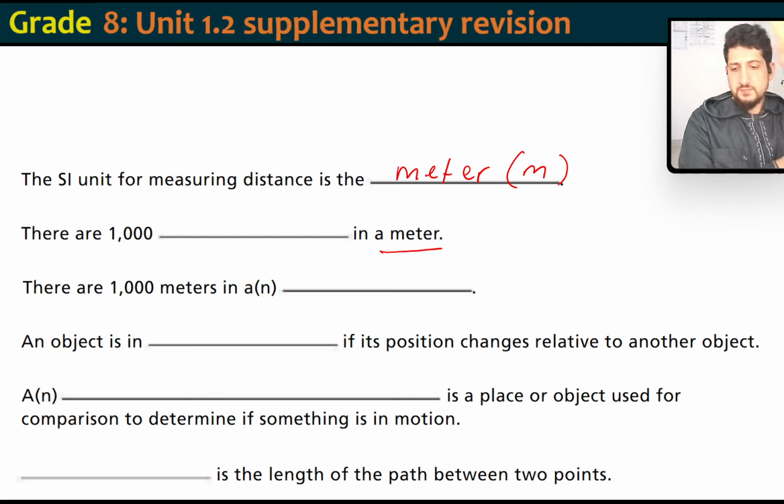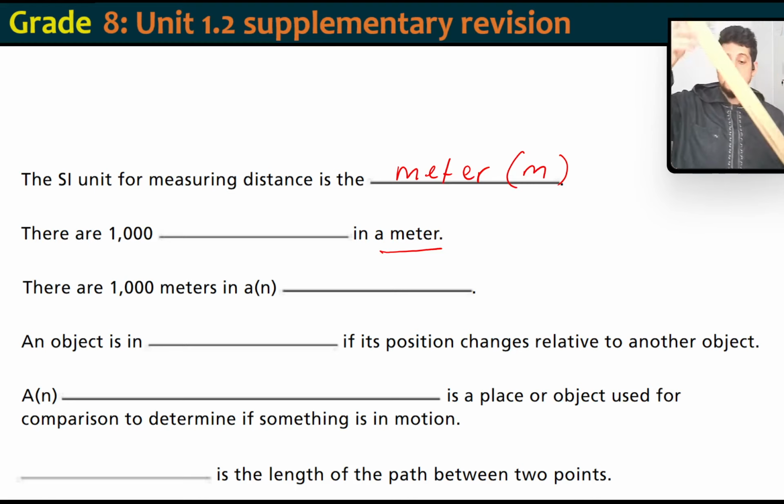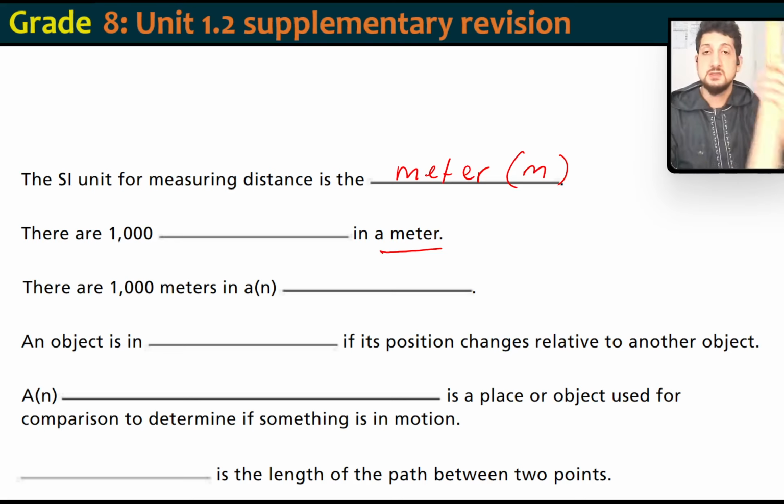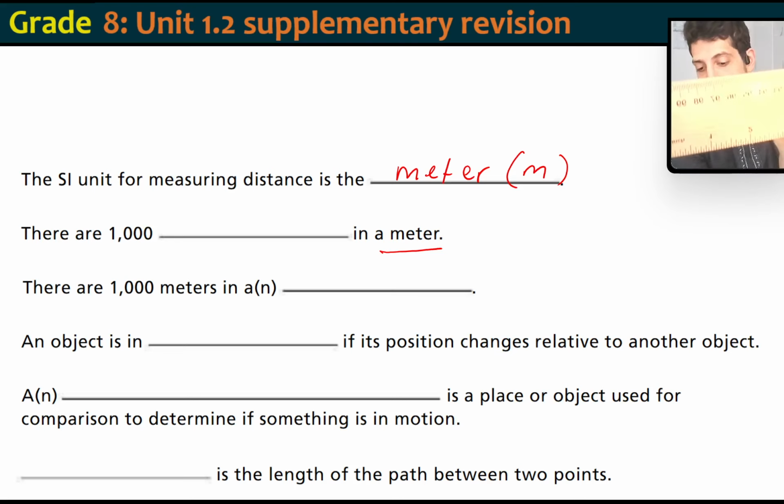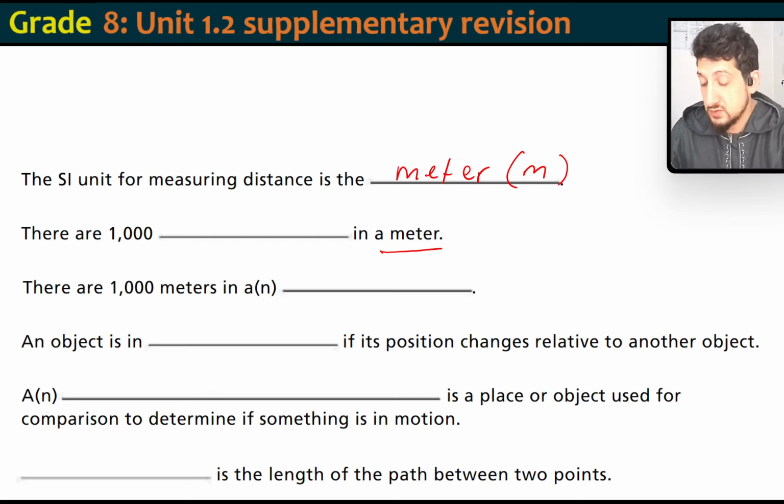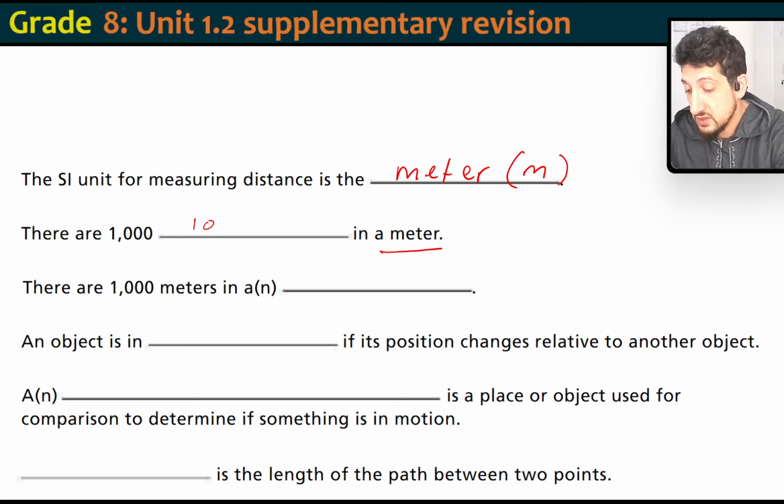Here's a meter. I've got a meter ruler right here. A meter ruler has 100 centimeters, and each centimeter has 10 millimeters. So a meter ruler has 100 centimeters and each centimeter has 10 millimeters. If it's got 100 centimeters and 10 millimeters in a centimeter, that means it's got 1,000 millimeters.